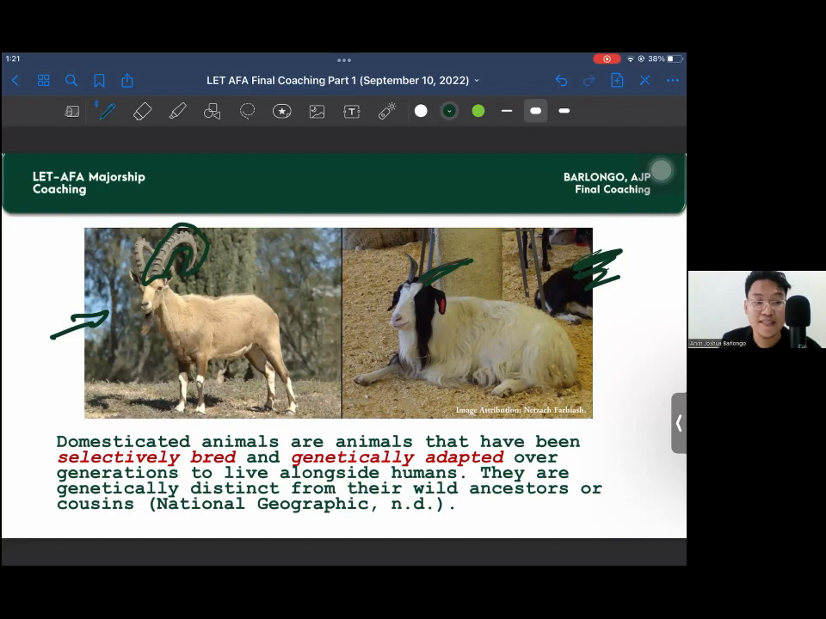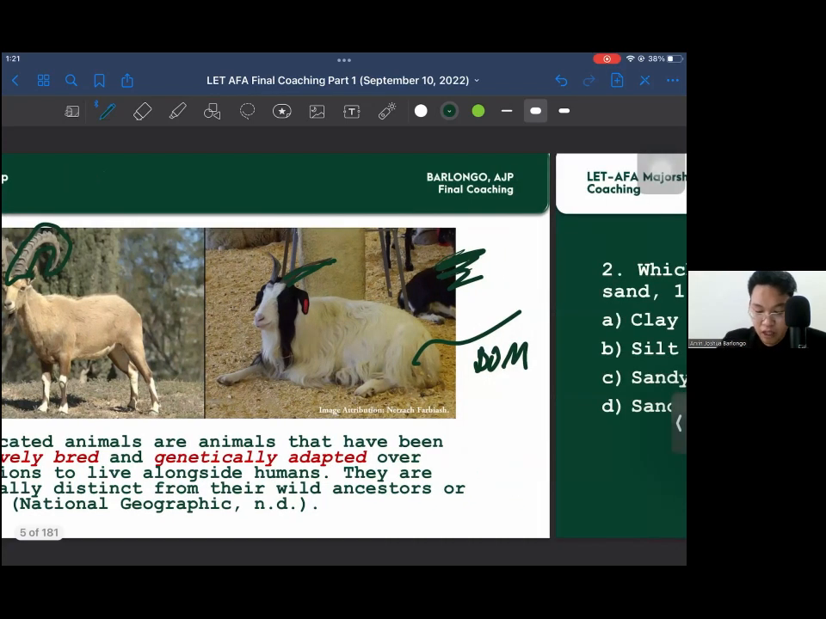And this is true not only sa goats but even in other animals. They are also being bred based on the cultural methods o kung paano sila i-grow sa isang kulungan. So, ayun yung major difference nila. They are genetically distinct from their wild ancestors or cousins. So, ito ang domesticated at ito naman ang wild. Okay? Okay na ba? So, let's go to number 2.